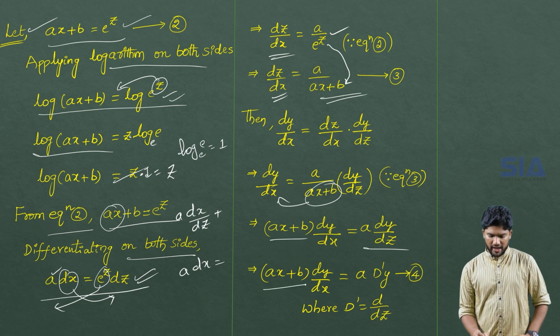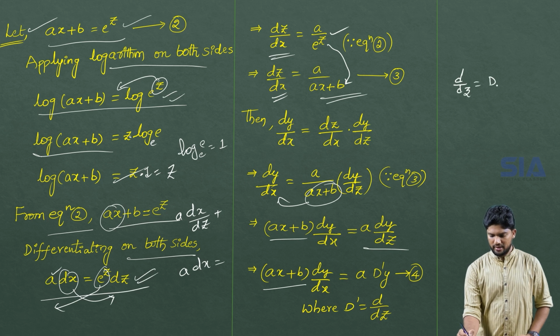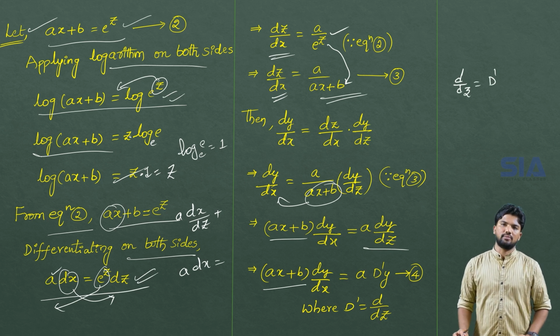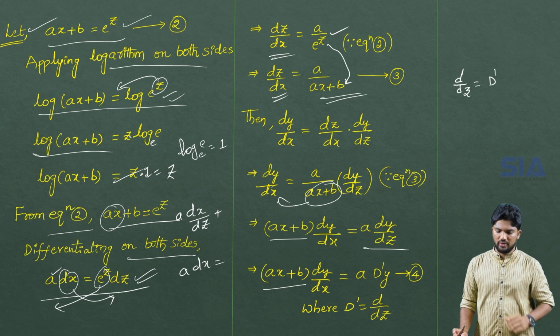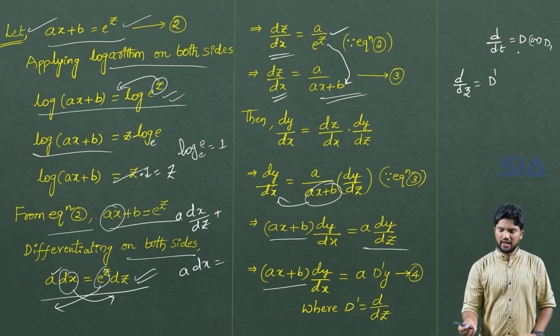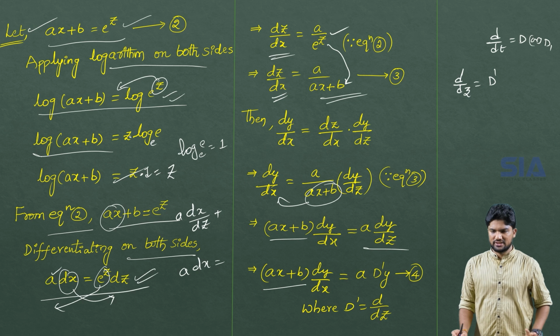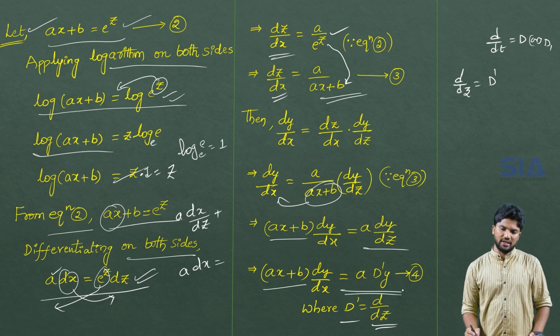Okay, so ax plus b into dy by dx is equal to a into d by dz. You know very well, in that Cauchy-Euler general derivation also we denote d by dt as capital D or D1 in that format. So here d by dz is equal to D dash, a differential operator, where D dash is equal to d by dz. So we are taking that as equation number 4.